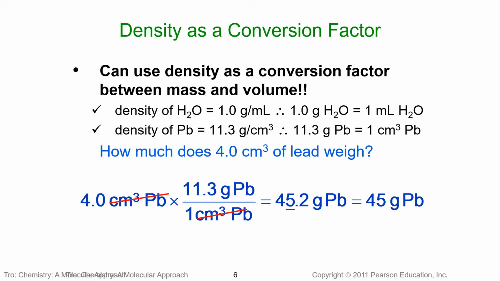Now you can use the density equation. So density equals mass divided by volume. We're trying to figure out how many grams, so we would have to take density times volume equals mass. Well, that's exactly what we did with our dimensional analysis. Here is our volume, and here is our density. We multiplied the volume by the density to get the mass. We just used the units to help us decide that instead of having to figure it out ourselves.